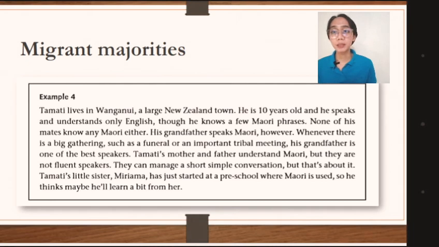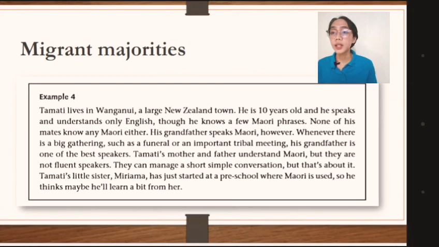So what are migrant majorities, everyone? From the word majorities, the majority in a society or in a community is not able or not fluent in speaking their native language already, and they are more uncomfortable in using their second language. Their second language becomes their dominant language because of factors such as economic, political, and social factors.